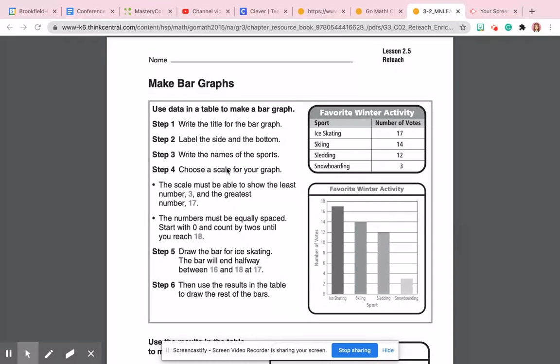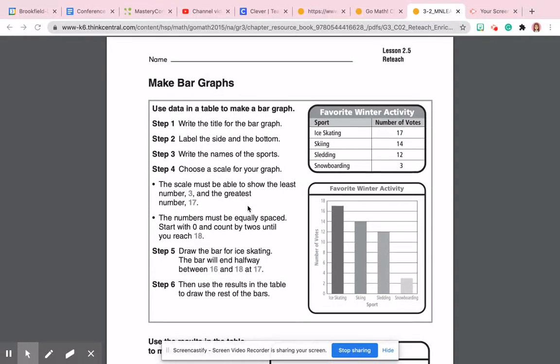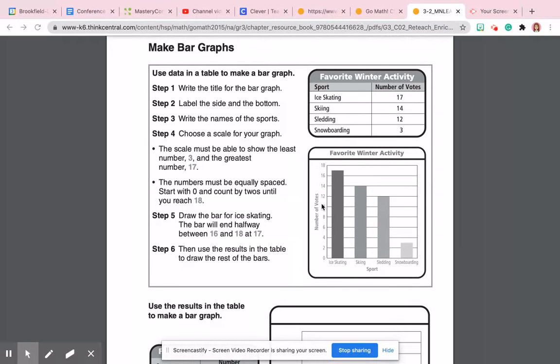Step 4 is to choose the scale for your graph. So the scale must be able to show the least number, and here we see that the least number is 3, and the greatest number. So this bar graph went up to 18 because the greatest number on their list was 17. The numbers must be equally spaced out.